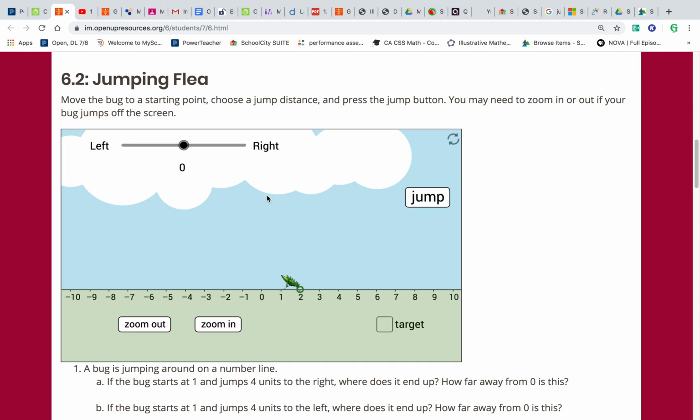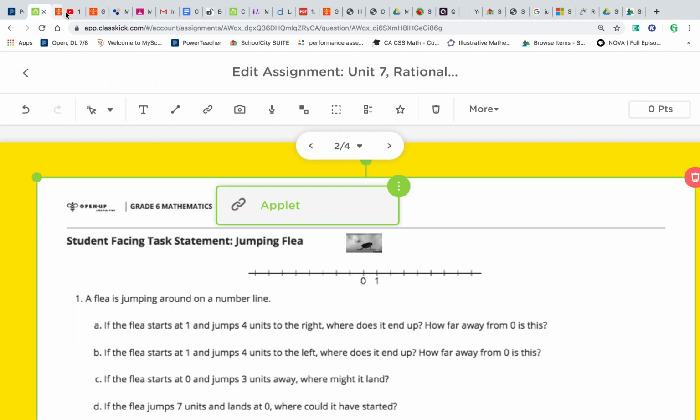We'll start it at 2, and let's say we want it to go to the left 5 spots. So it's at 2. It's going to go left 5 spots as soon as I hit jump. So I hit jump, and there we go, 5 spots, and you can see it ends up at -3. So you can feel free to play around with that, but I want to show you how this is going to work just using the number line.